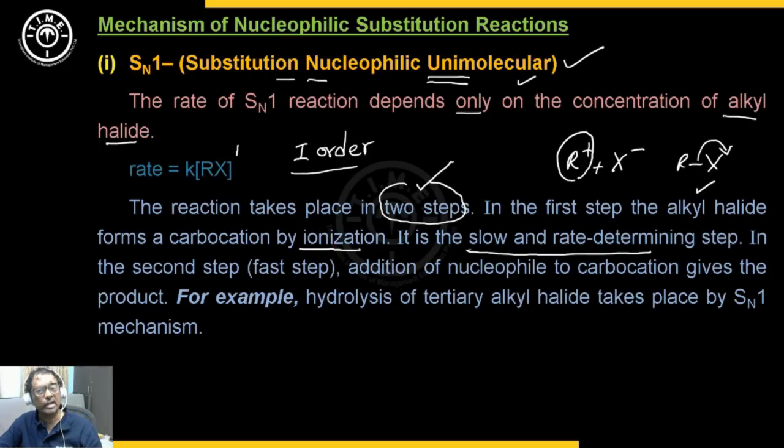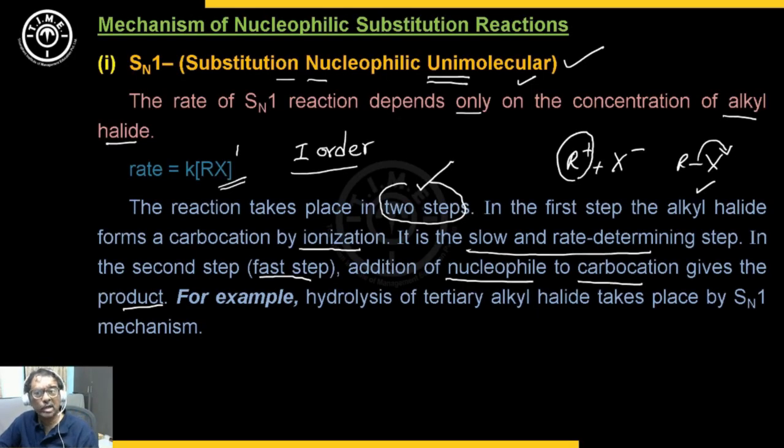The slow step is a rate determining step, and in that step there is only one molecule participating, and therefore that is a unimolecular reaction. So the concentration of alkyl halide is going to decide the rate of SN1 reaction. What is the next step? Next step is a fast step. Fast step means the reaction is happening in no time. The moment a carbocation is formed, the carbocation will take the nucleophile and then form the product. So that nucleophile is attacking this carbocation to give the final product.